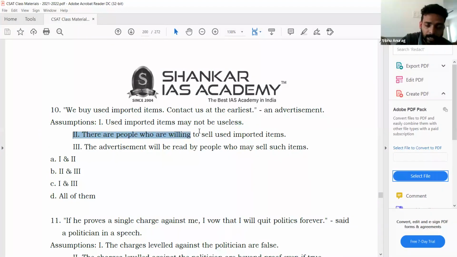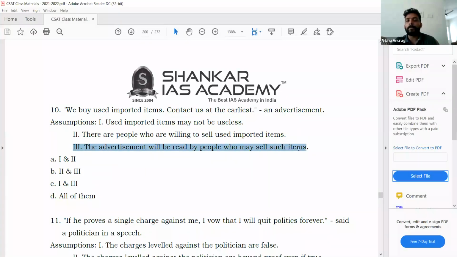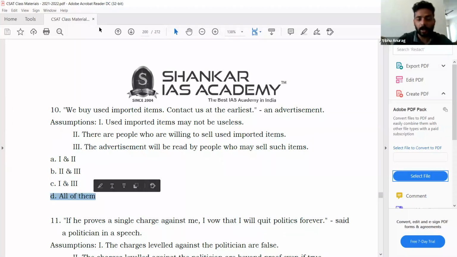Second one, there are people who are willing to sell used imported items. So yes, contact us at the earliest. These are those people. The ad believes that there are people. That's the target audience. Contact us at the earliest. Third one, the advertisement will be read by people who may sell such items. Again, yes. That's why they've given the ad. Otherwise, they won't give the ad. So all of them. D. 10th is D. All of them.